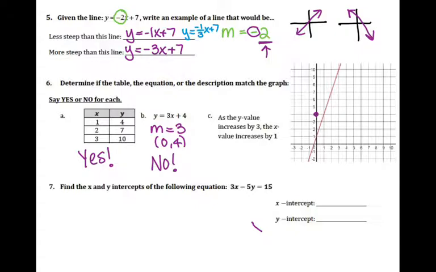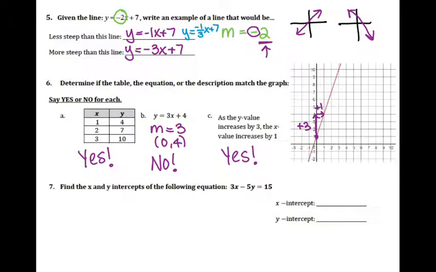Okay. And let's read the description. As the y value increases by 3, the x value increases by 1. So let's start with the point on the graph. I'm going to increase my y value by 3, and I want to see if my x value increases by 1. Oh, it certainly does. So that is going to be a yes.